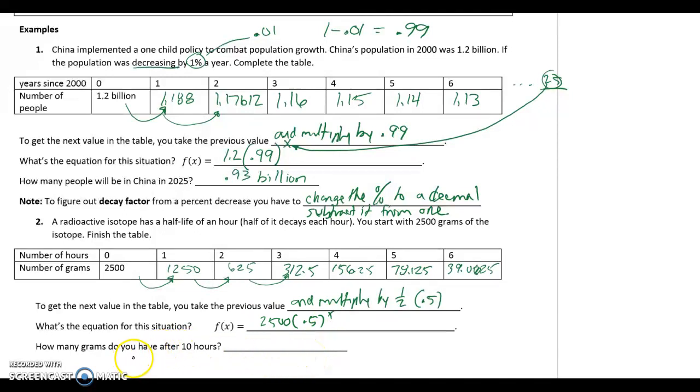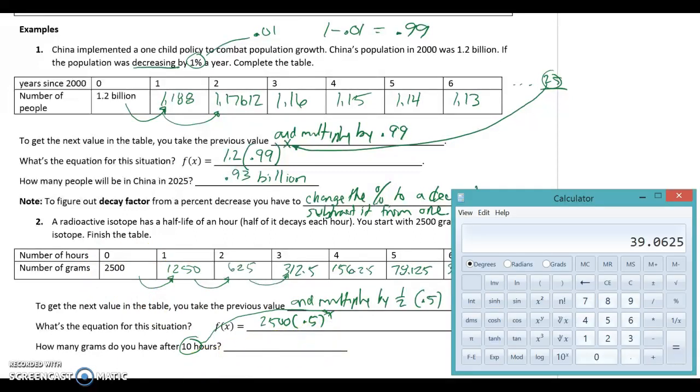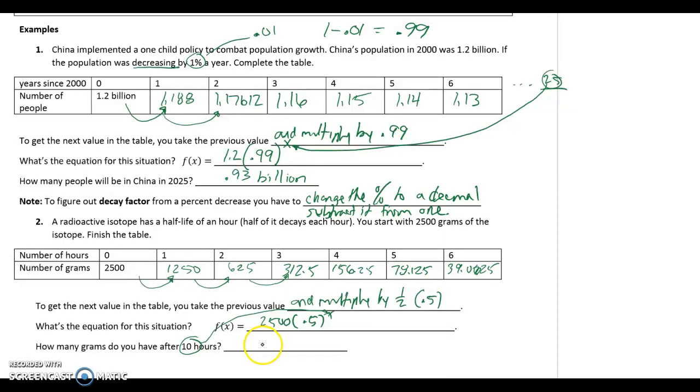So another question is, how many grams do you have after 10 hours? Well, 10 hours, that's what we're measuring by as hours. All we have to do is put 10 into that exponent. So again, remember order of operations first. We take the 0.5, that's our base, raised to the exponent of 10. And then we take that times the 2,500. So we'd have 2.44 grams.